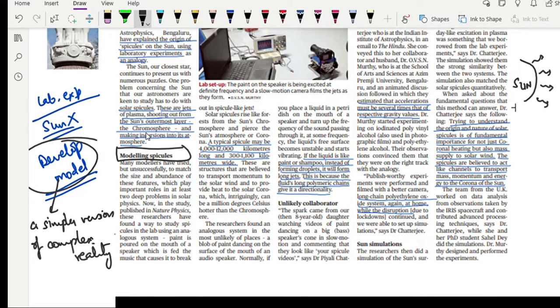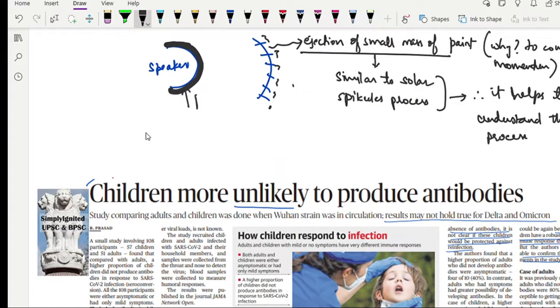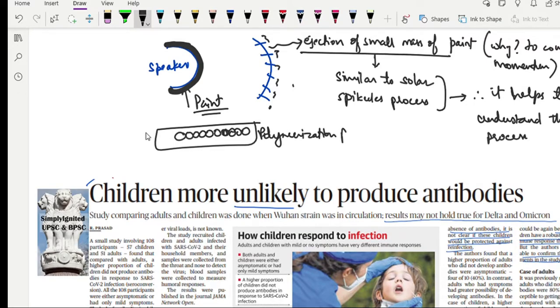Now look here, a typical spicule may be 4,000 to 12,000 kilometers long and 300 to 1,100 kilometers wide. This is the morphology of the spicules. Now they are saying that if the liquid is like paint or shampoo, instead of forming droplets, it will form long jets. This is because the fluid's long polymeric chains give it directionality. Now say this is paint. Paint is made by the polymerization process, so these chains are holding themselves together.